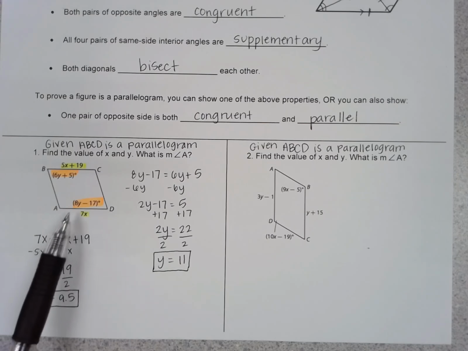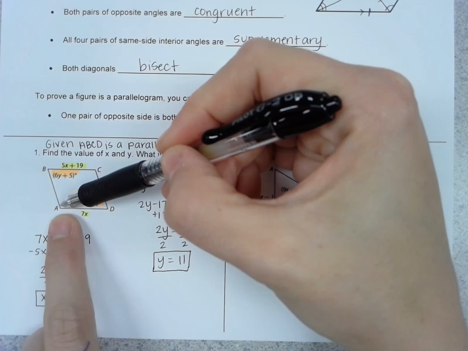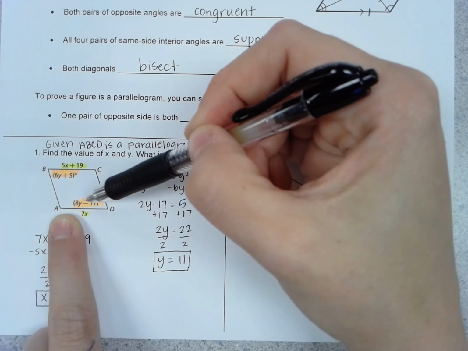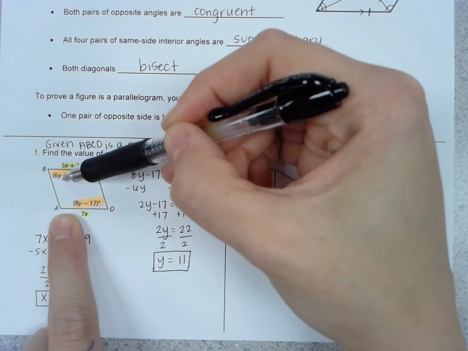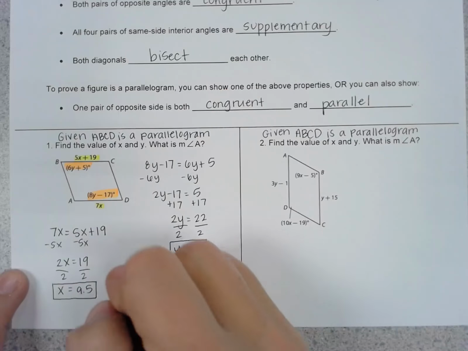I can't just straight up find the measure of angle A by looking at the picture. I just figured out that y was 11. So if I look at the measure of angle A, and if I look at either of these two angles right here, angle A in this one is a same side interior angle. Angle A in this one is a same side interior angle. So if I plug in the 11, let's plug it into this one.